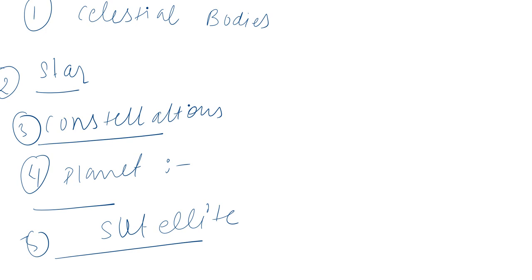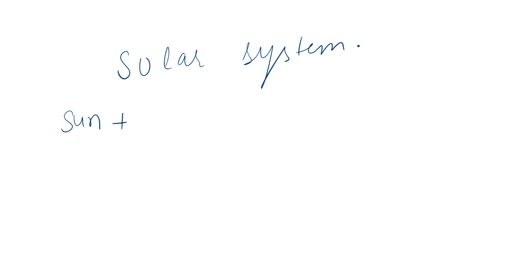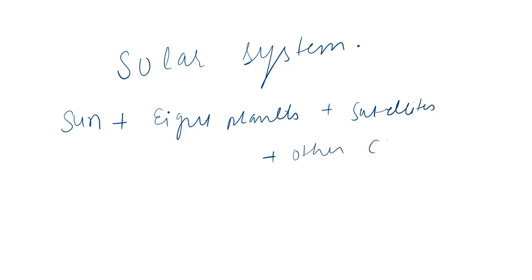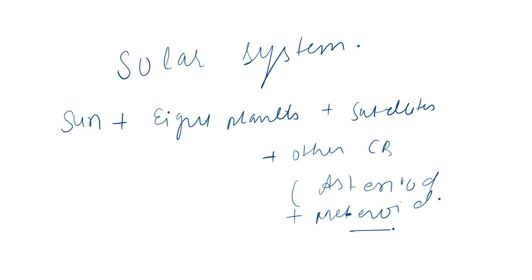Next we learn what the solar system is. The solar system is made up of the sun, eight planets, their satellites, and other celestial bodies like asteroids and meteoroids. We will learn each of these one by one.